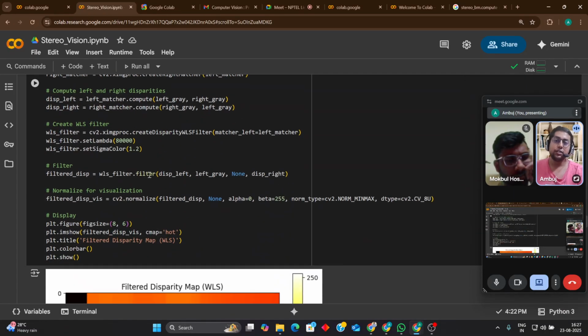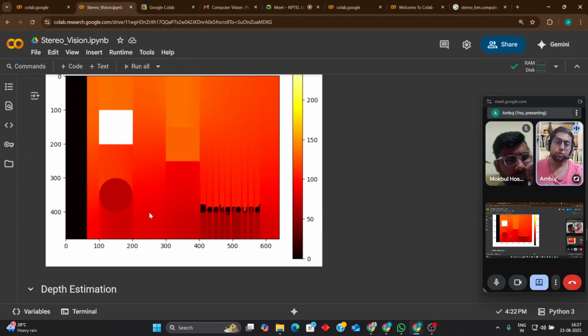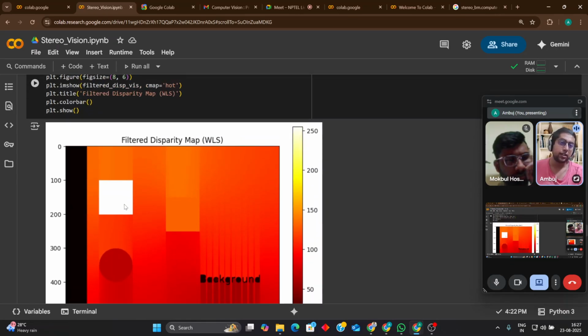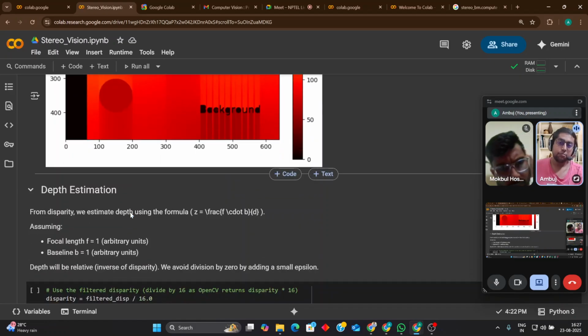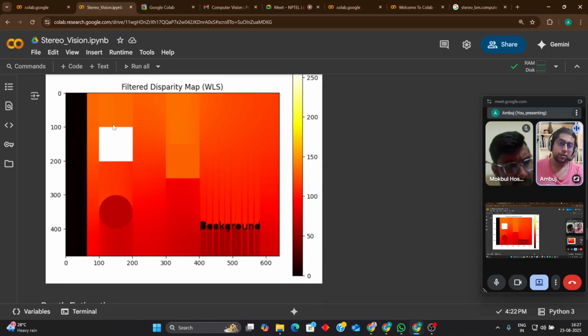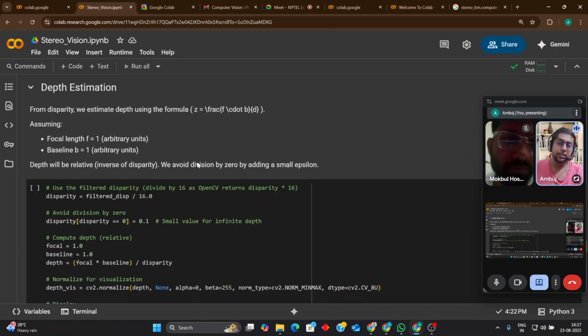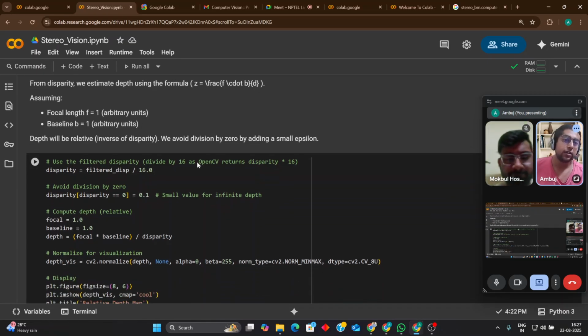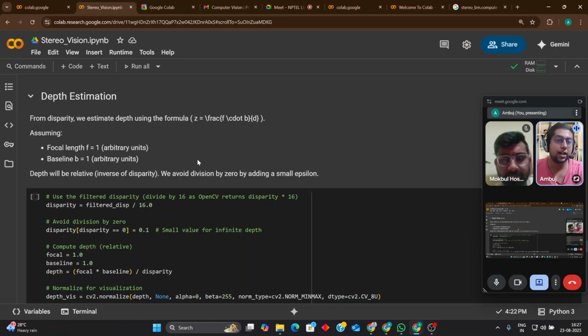Then again computing the left and right disparity, then a beautiful thing I am able to obtain is this. So the filtered disparity map, then after the filtered disparity map, disparity I calculated and then I tried to plot it also. Interpixel distance also I tried to plot. After that, I try to perform the depth estimation, which was the last point.